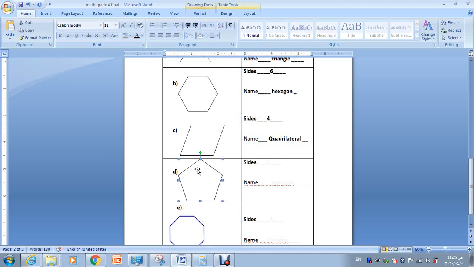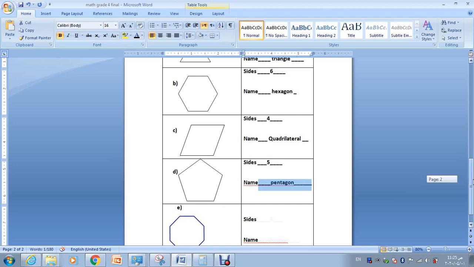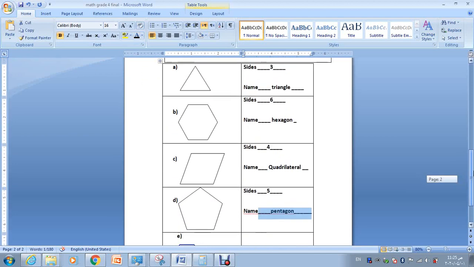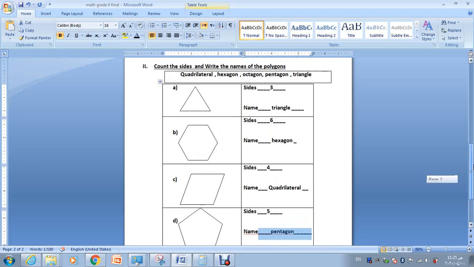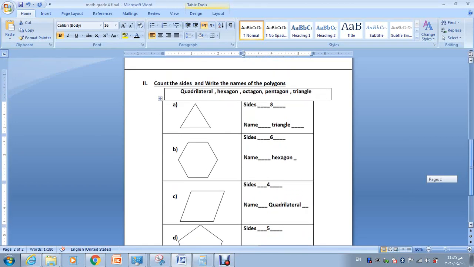Let's count the next one. 1, 2, 3, 4, 5. It's a 5-sided polygon. And we named the 5 with pentagon. You need to remember that pentagon is the name for the polygon that has 5 sides, and quadrilateral is the name for the polygon that has 4 sides, and hexagon is the name for the polygon that has 6 sides, and triangle is the name for the polygon that has 3 sides.